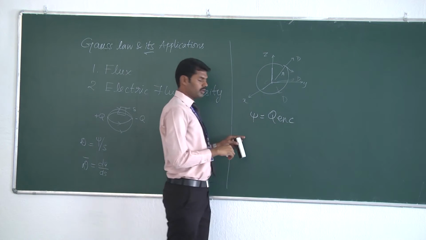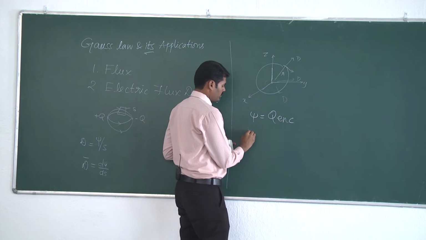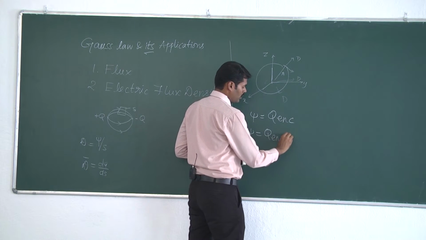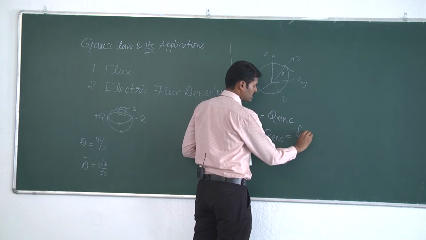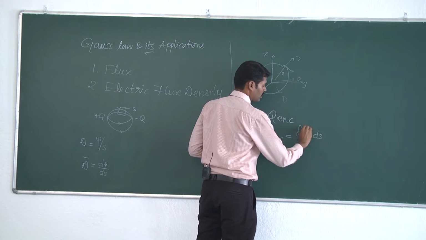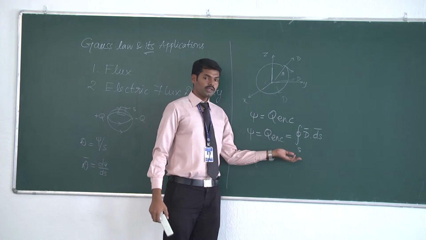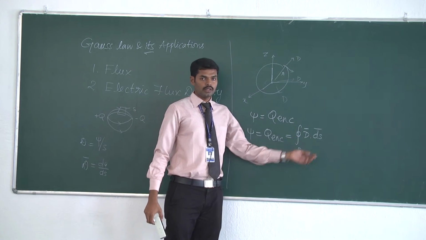So xi is equal to Q enclosed. This can be written as xi is equal to Q enclosed, which is equal to the closed integral of D vector dot ds vector. Let us see how this closed surface integral of D vector dot ds vector exists.